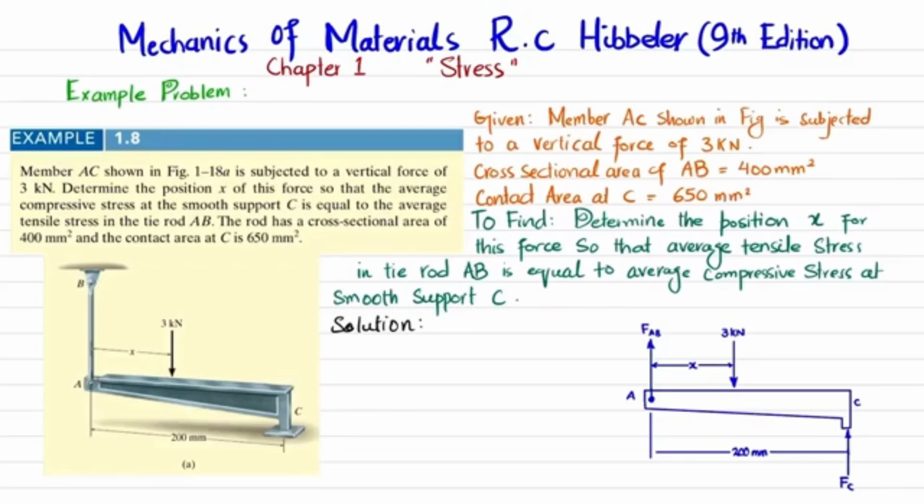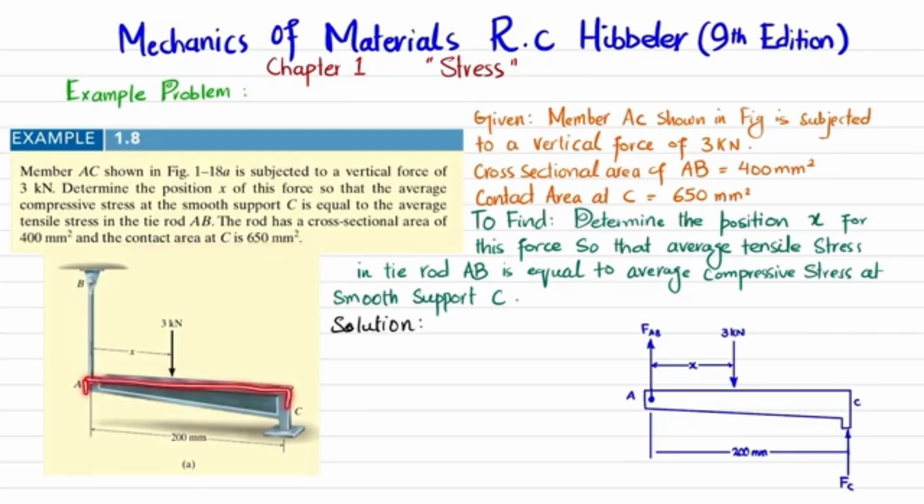Welcome back. In this video, we are going to solve problem example 1.8 that is taken from chapter number 1 stress, and the book name is Mechanics of Material by R.C. Hibbeler, 9th edition. So statement is: member AC shown in figure 1-18A is subjected to vertical force of 3 kilonewton. Determine the position X of this force so that average compressive stress at smooth support C is equal to average tensile stress in the tie rod AB. The rod has a cross-sectional area of 400 square millimeter and contact area at C is 650 square millimeter.